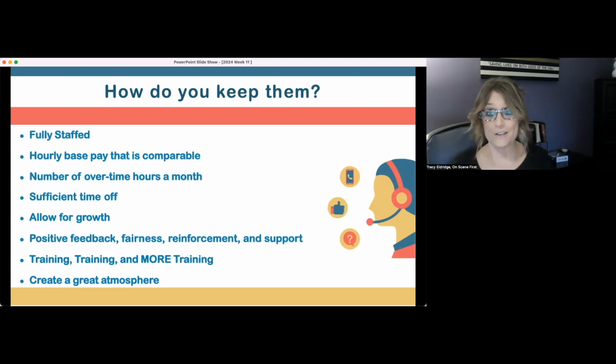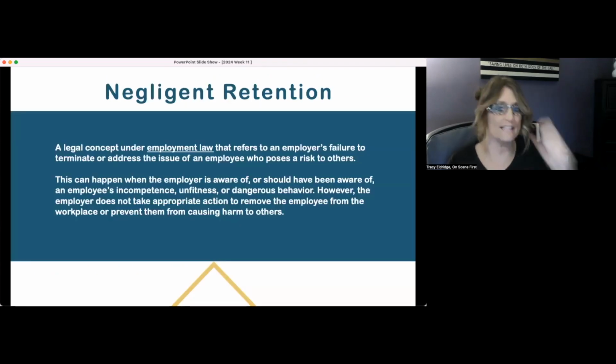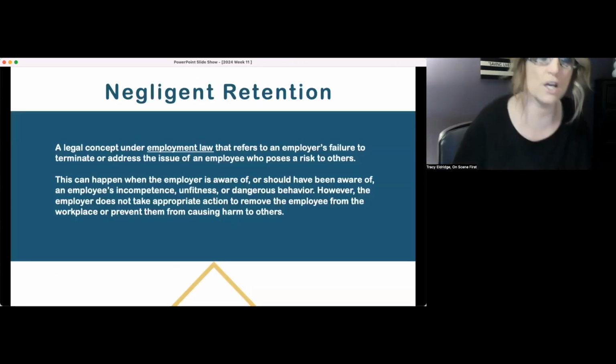As far as retention goes, we need to be fully staffed. We need to have comparable pay. The number of overtime hours in a month should be reasonable. Sufficient time off. Opportunity for growth. Positive feedback, fairness, reinforcement, and support. Training, and more training, and creating that great atmosphere. And then negligent retention is here.